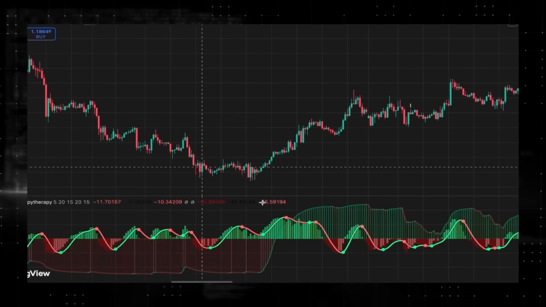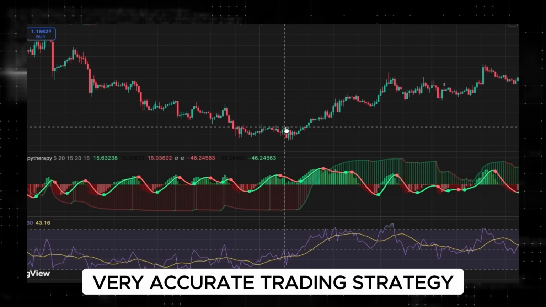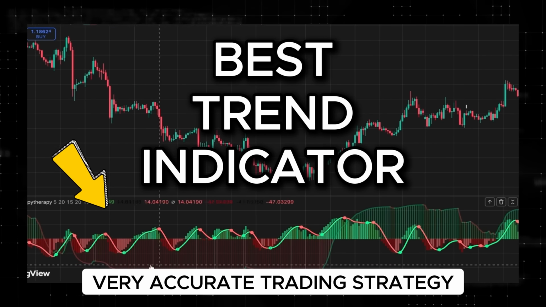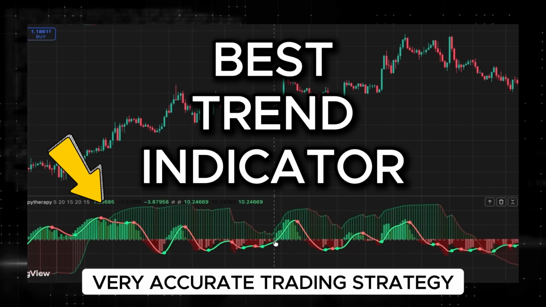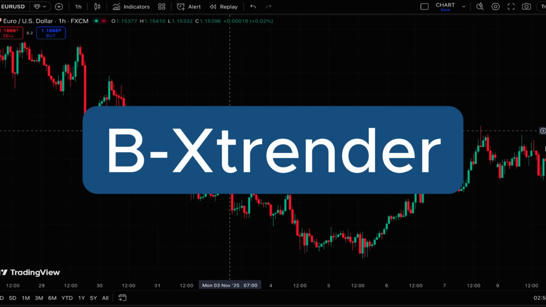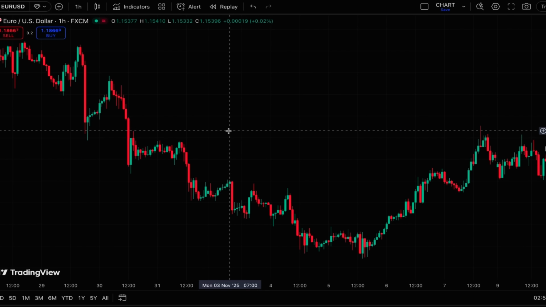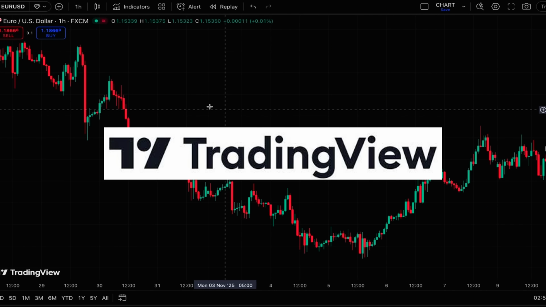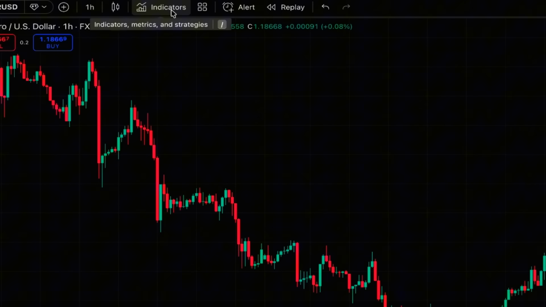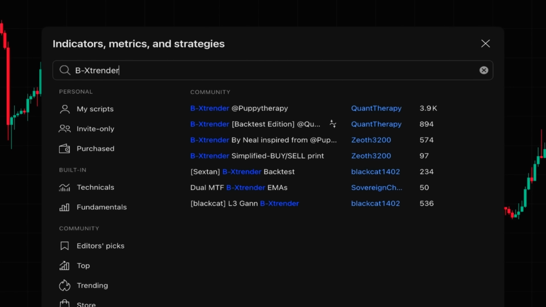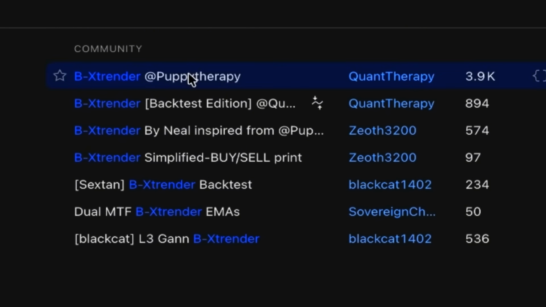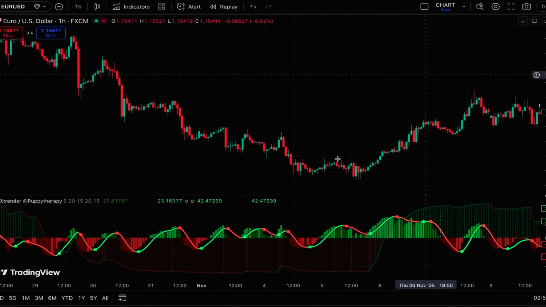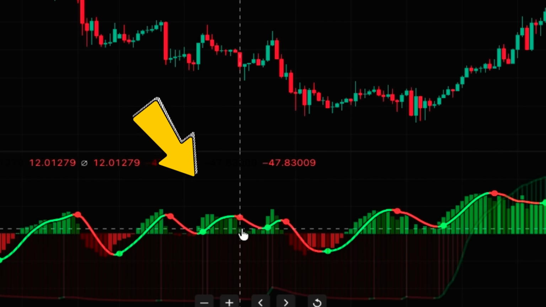You're gonna learn a very accurate trading strategy with the best trend indicator ever created on TradingView. This indicator is called BX Trender. To have it on your chart on TradingView platform, here you just need to click on indicators and search BX Trender, this one, which is written by Quant Therapy.